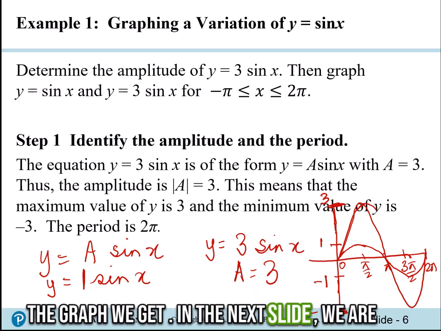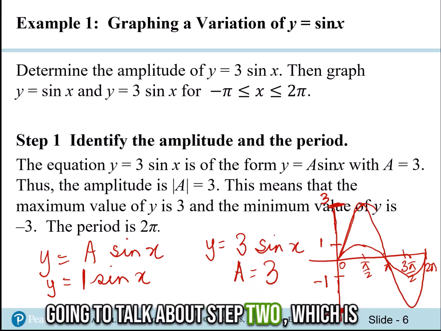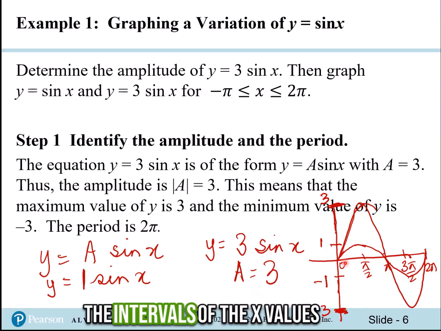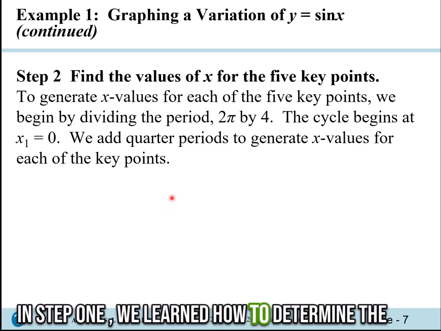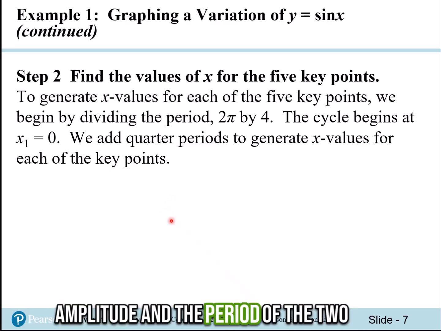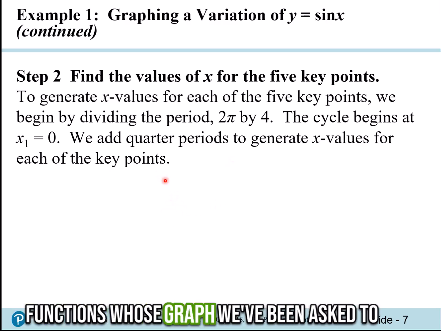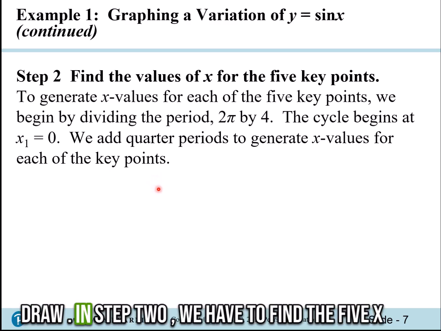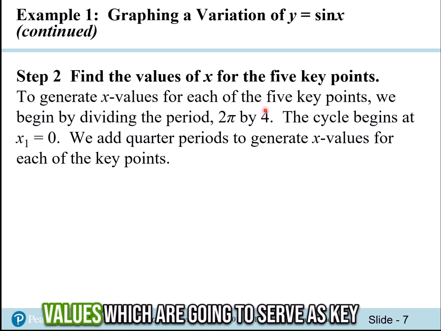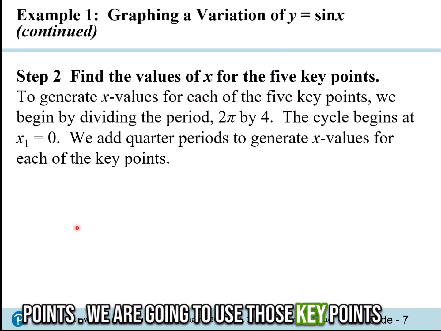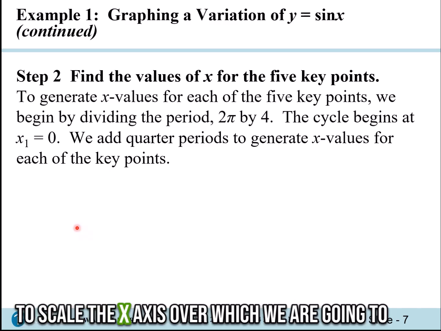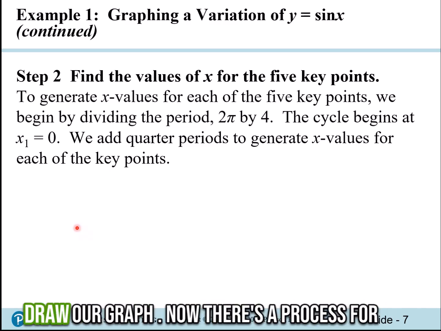In the next slide, we are going to talk about step 2, which is determining the intervals of the x values. In step 1, we learned how to determine the amplitude and the period of the two functions whose graph we've been asked to draw. In step 2, we have to find the 5 x values which are going to serve as key points. We are going to use those key points to scale the x-axis over which we are going to draw our graph. Now, there's a process for doing that.